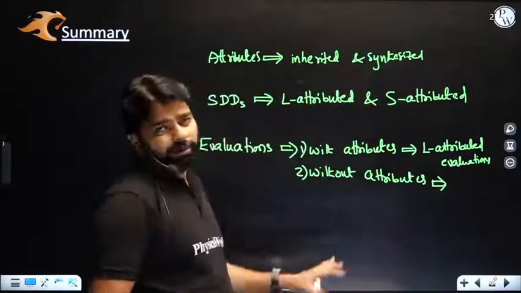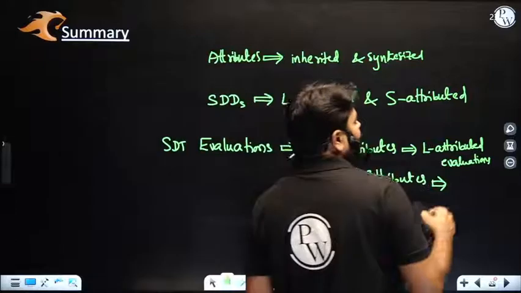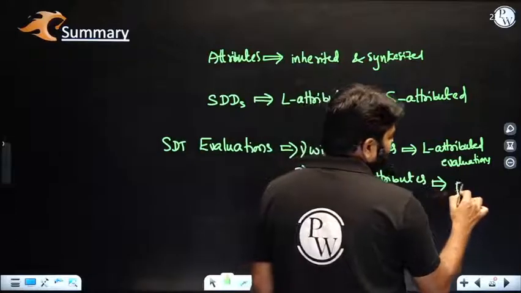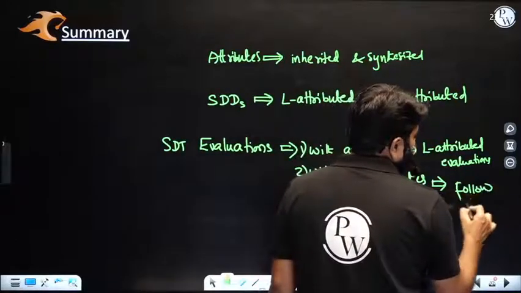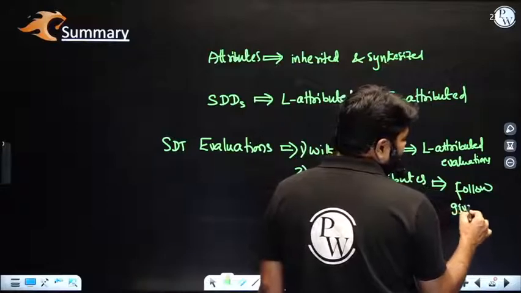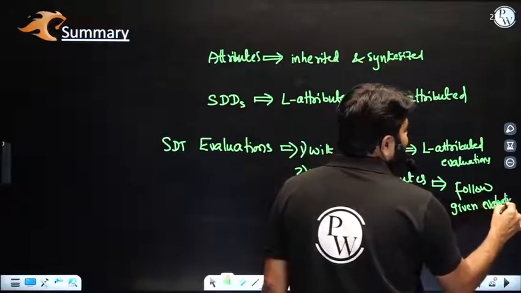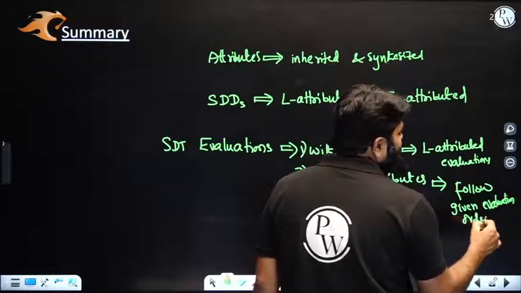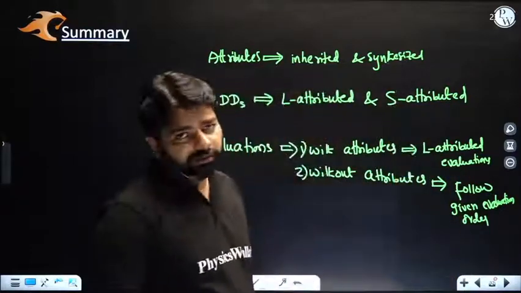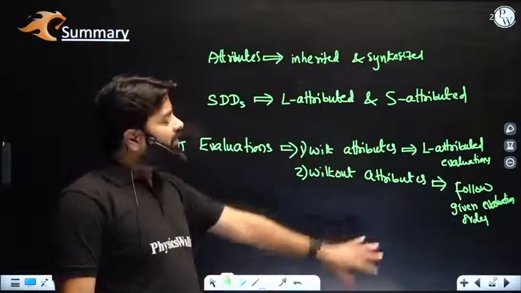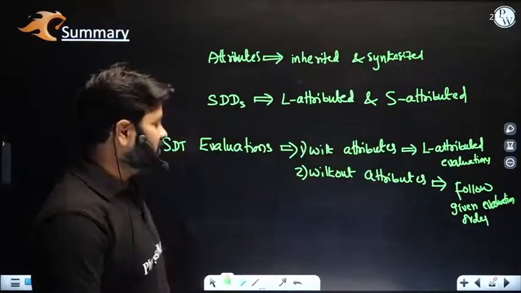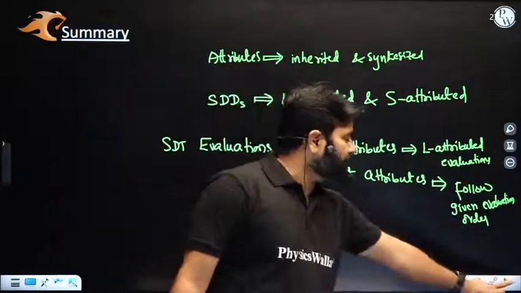Now, here there are many types. Here you can follow the given evaluation order. If not given, you can find out the evaluation order. If not given, again by default L-attributed. You can see that if nothing is given, follow L-attributed evaluation. That works if it is applicable.